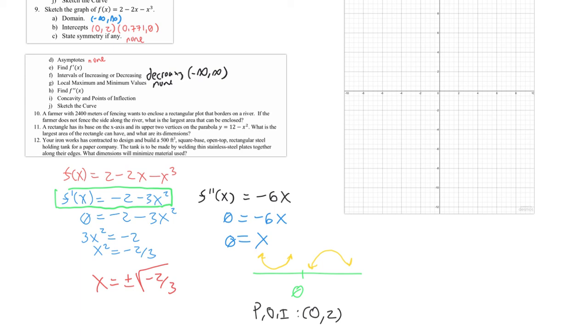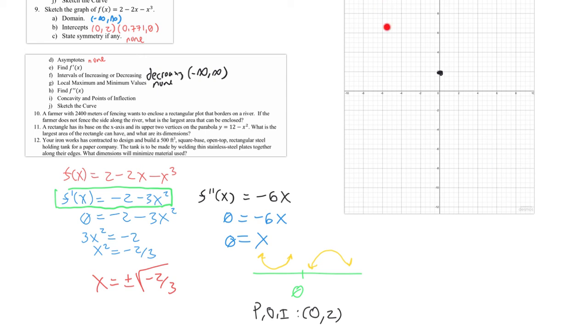Well, it certainly goes through the point (0, 2), right? So we know it goes through this point. What else do we know? We know it's concave up here and concave down here. We also know it decreases the whole time. So something like I just traced is feasible, okay?